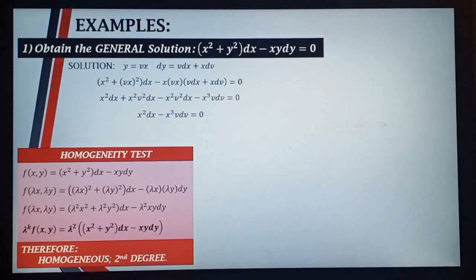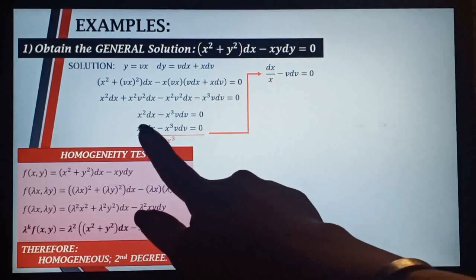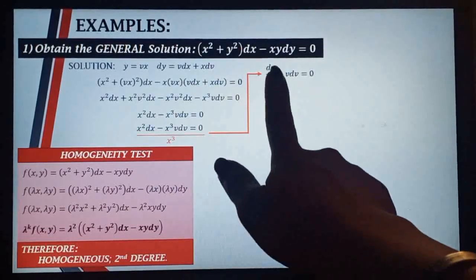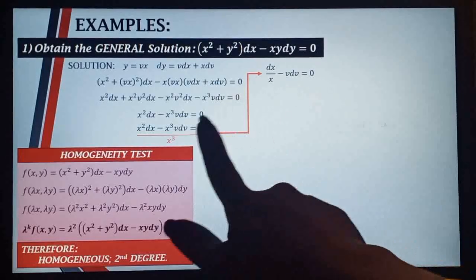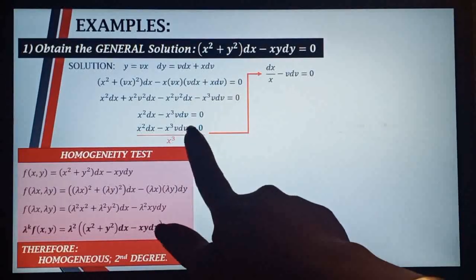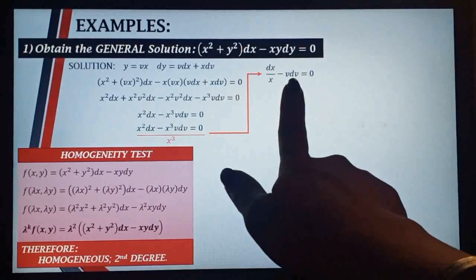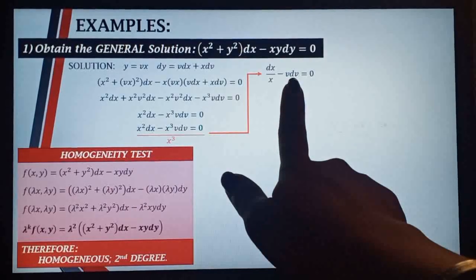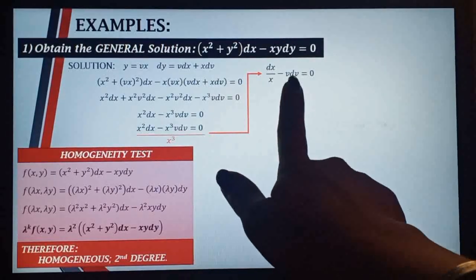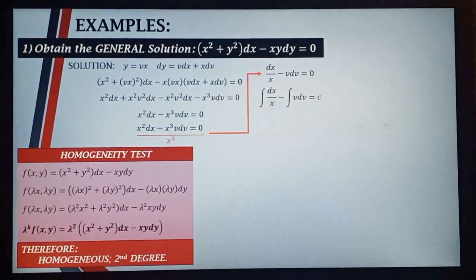So, ang sabi ko nga kanina, kailangan mag-reduce siya into separation of variables. So, para maging separation of variables, you need to divide the whole equation by x cubed. So, i-divide natin yung first term by x cubed, that is x squared dx divided by x cubed. You will have dx over x. Then the second term, x cubed v dv divided by x cubed, you will now have v dv. So, separated na yung variables na x and v. So, pwede na tayong mag-integrate.